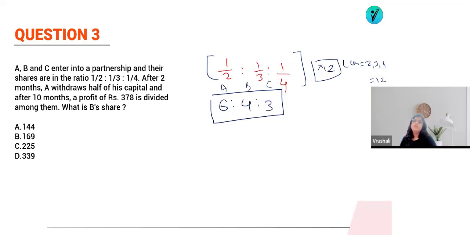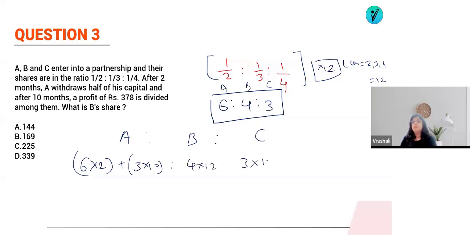So what are they saying? After 2 months, A withdraws half of its capital and after the next 10 months, a profit of 378 is divided among them. So what will be the A is to B is to C now? As I know, A has invested 6 for 2 months and for the remaining 10 months, half of the amount has been withdrawn. So half of 6 removed, that means 3 into 10. Similarly for B, 4 into 12 and C is 3 into 12.